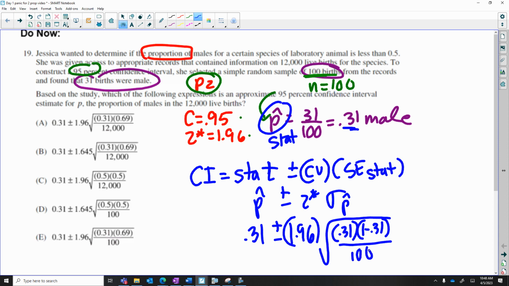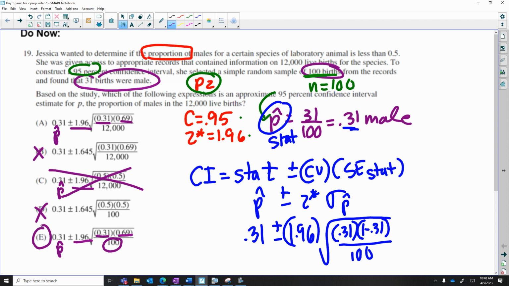If you look at the choices, if you know that z star is 1.96, you're down to A, C, or E. And then you know that the p hat is 0.31, so that's going to be the same for all of these, plus or minus the margin of error. Remember, if you have p, you use p. If you don't have p, you use p hat. So the p hat is 0.31, so we're not using 0.5 here. And then remember, it's p, q over n, so the n is the sample size, which is 100. So I'm hoping that you picked choice E. Hopefully you did.